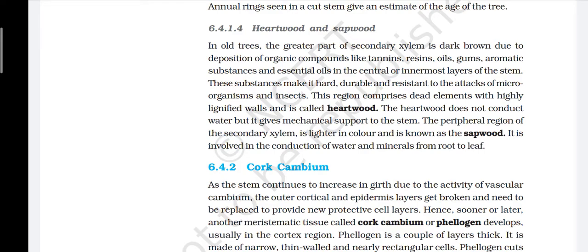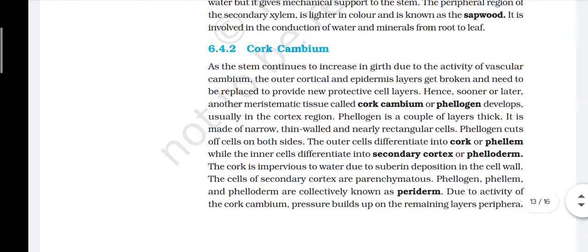The peripheral region of the secondary xylem is lighter in color and is known as sapwood. It is involved in the conduction of water and minerals from root to leaf. Cork cambium. As the stem continues to increase in girth due to the activity of vascular cambium, the outer cortical and epidermis layers get broken and need to be replaced to provide a new protective cell layer. Hence, sooner or later, another meristematic tissue called cork cambium or phellogen develops, usually in the cortex region.